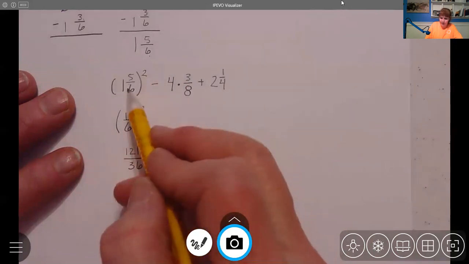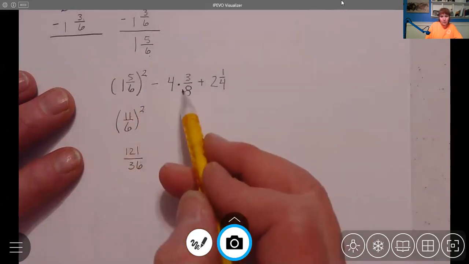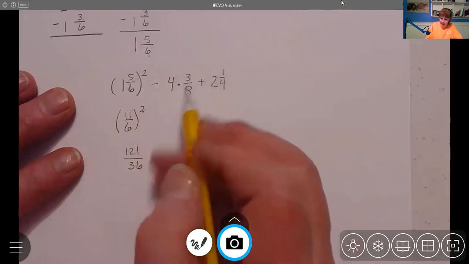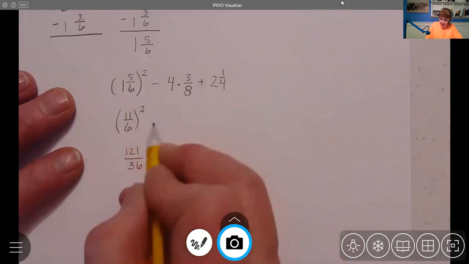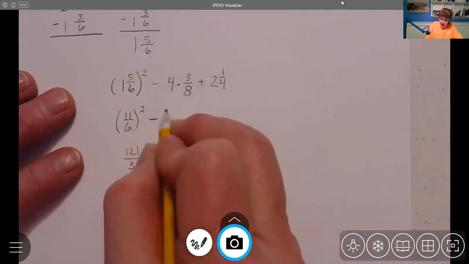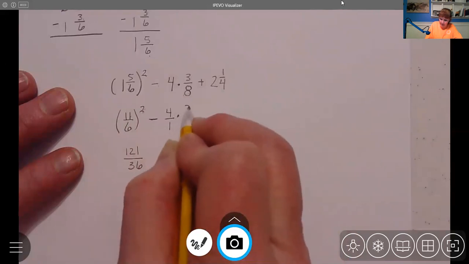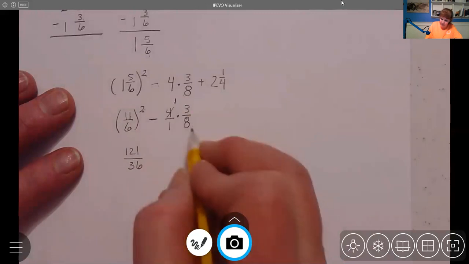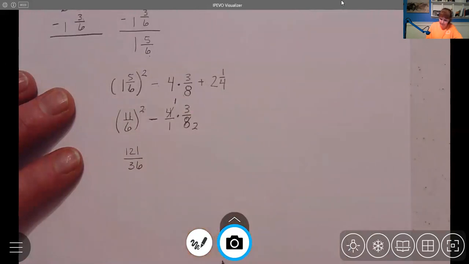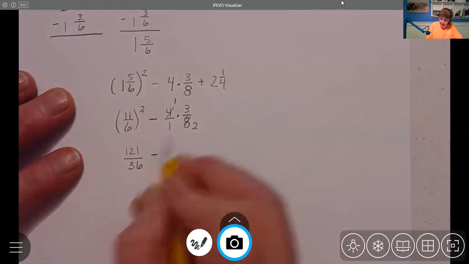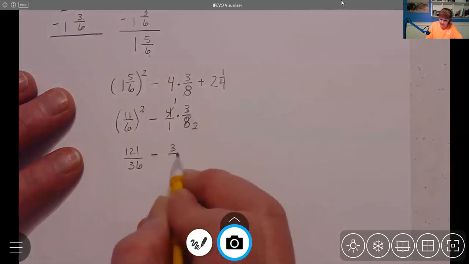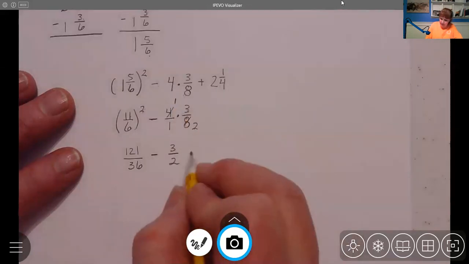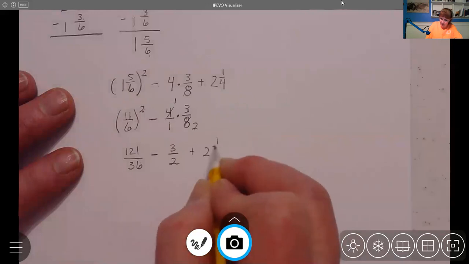So we're done. We did the parentheses. We did the exponents. Now we're going to multiply. So I'm going to take 4 times 3/8. And I still have that subtraction there, so that'll be a negative. So I have 4 over 1 times 3 over 8. Okay. 4 goes into here once, 4 goes into here twice. So I have a minus 3/2. So I multiplied, plus 2 1/4.